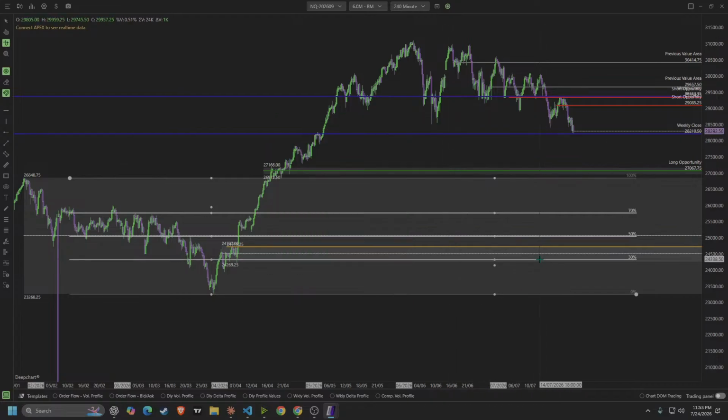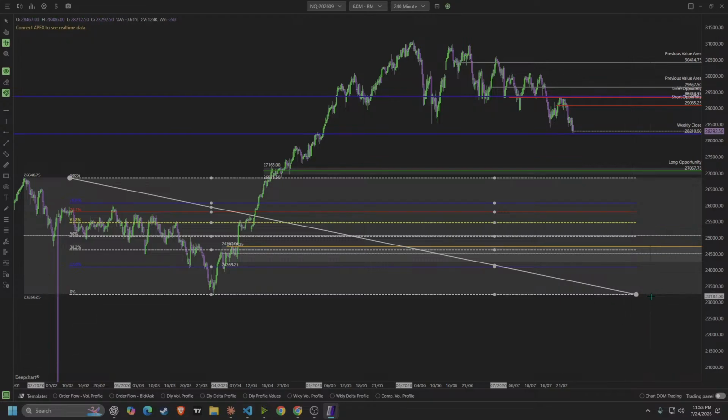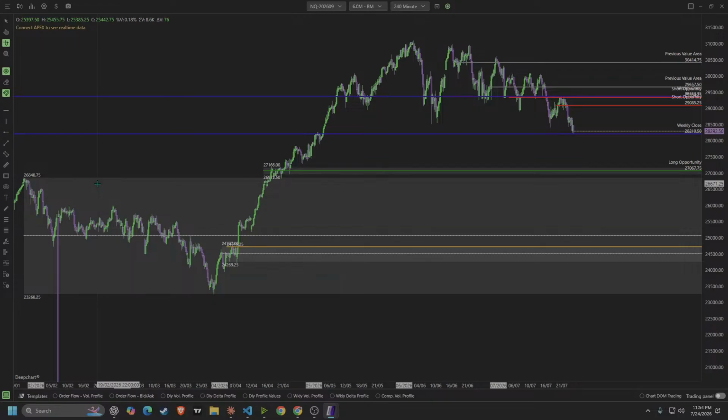Right. And let's do fib main. So the 386, 618, 50%, 382. This zone right here is the golden pocket, and we're entering at the bottom of the golden pocket here. Okay, which I like. I think this is solid. So that matches up. Okay, so I like that level.